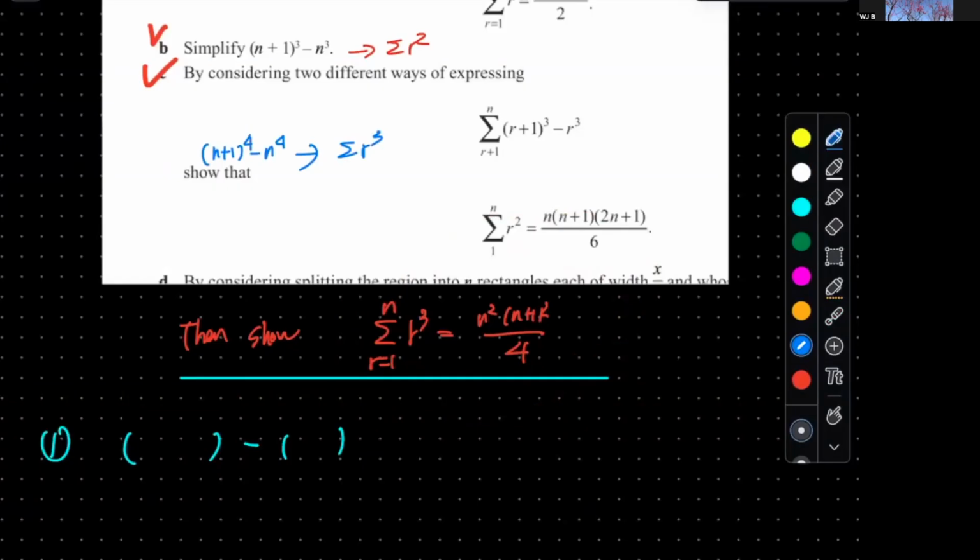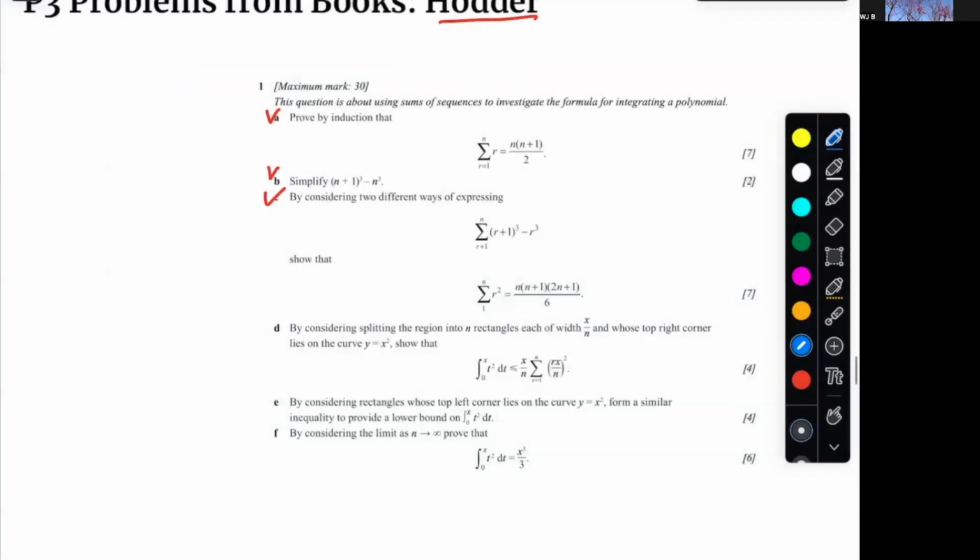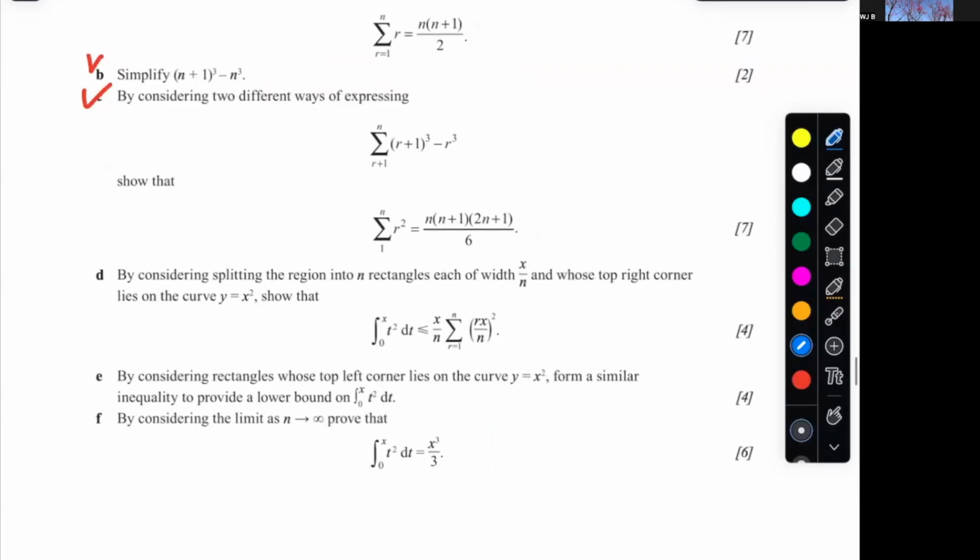So, as you can see, that's our algorithm. If you want to derive, for example, the sum of r to the power of m, then you need to start with (n plus 1) to the power of m plus 1 minus n to the power of m plus 1. So that's another exam tip. But this question doesn't extend there. It just lingers around with the sum of squares. But let's have a look at part B.